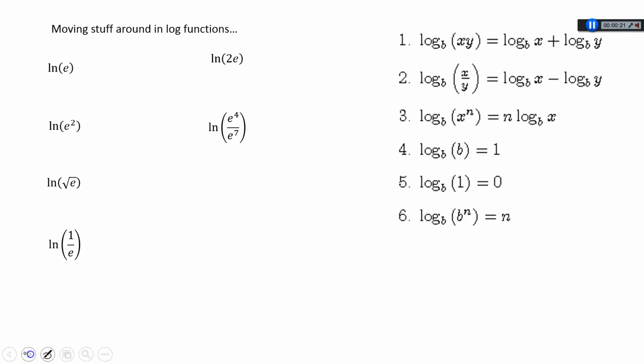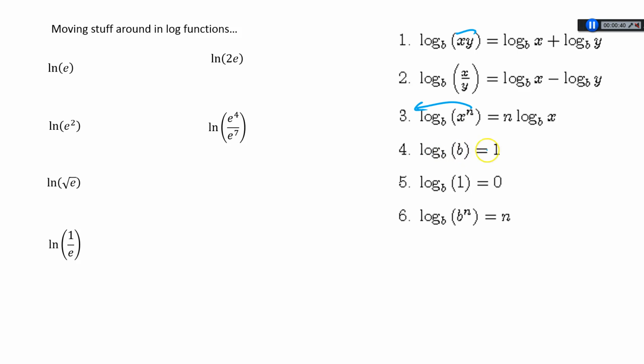So first I want to talk about some of our log properties and how they're going to help us in doing these problems. So remember, if we have a product of a function or anything inside of a log, we can break it up into addition. If we have a quotient, we can change that to subtraction. This comes from the exponent rules. And if we have an n, we can throw it to the front. That is n log base b of x.